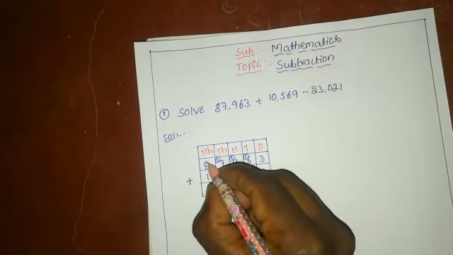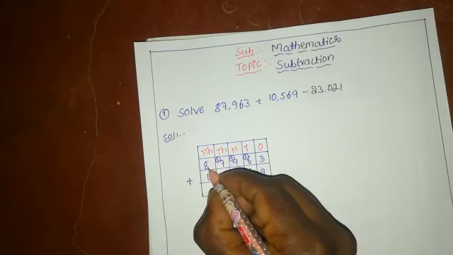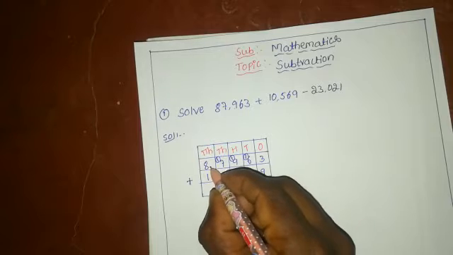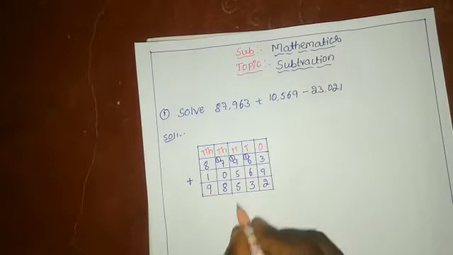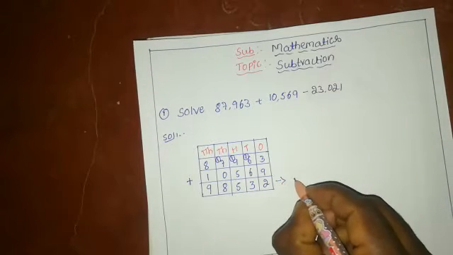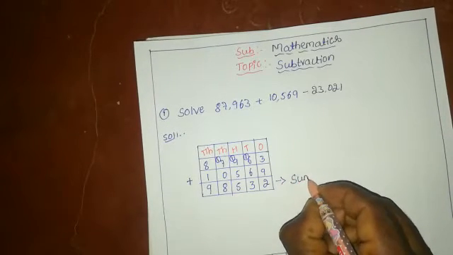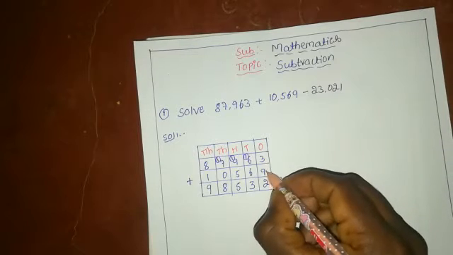Now in the ten thousands column we have an 8 and 1. We have to add 8 plus 1. How much? We get 9. Now we get the sum. This is the sum of these two numbers.